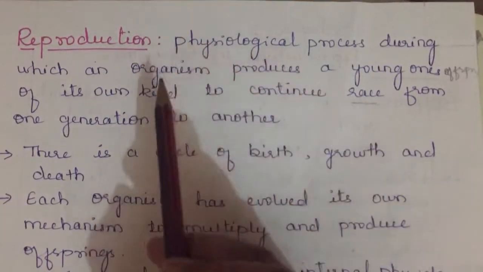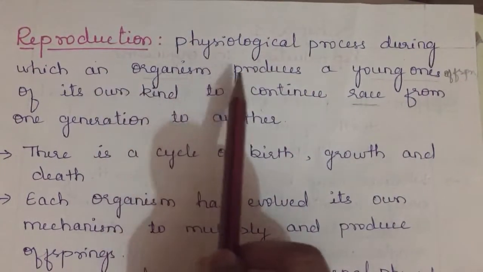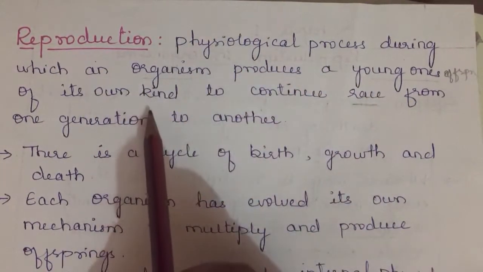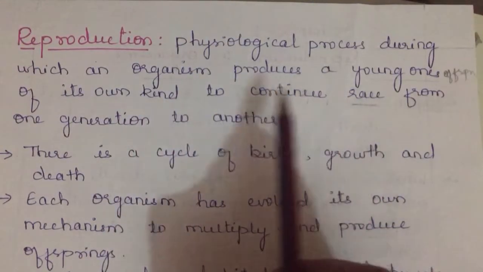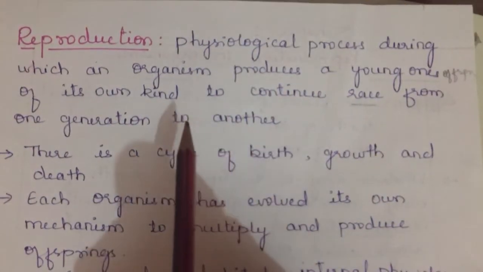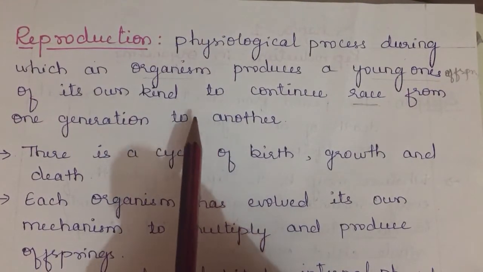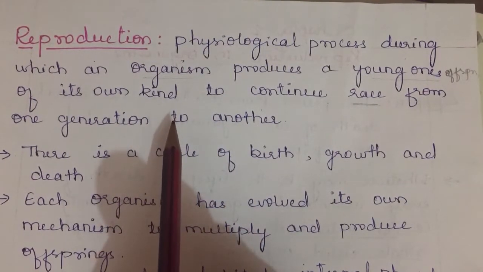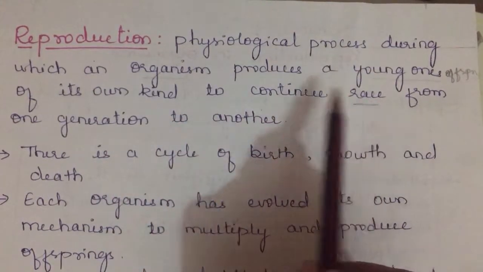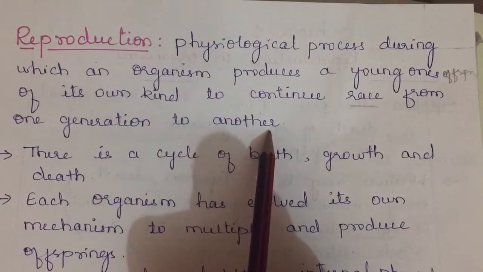So reproduction is a process during which an organism produces young ones of its own kind to continue a race from one generation to another. This will be the definition for reproduction. If they ask why reproduction is essential, it is essential to continue the race from one generation to another generation. This will be the answer.